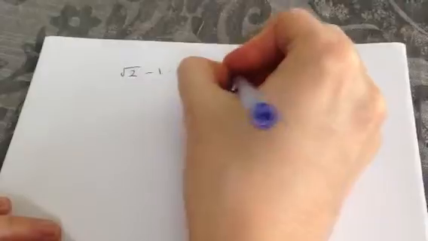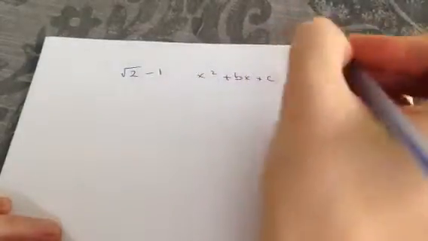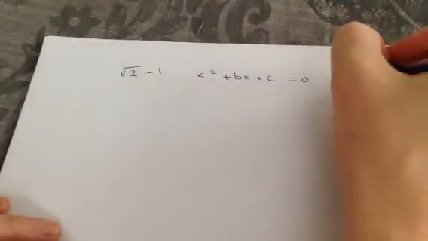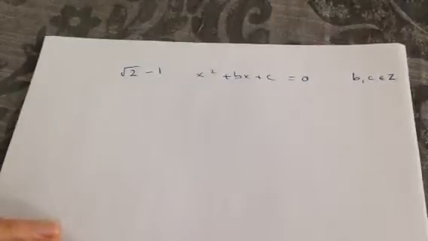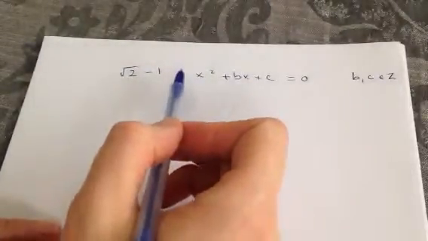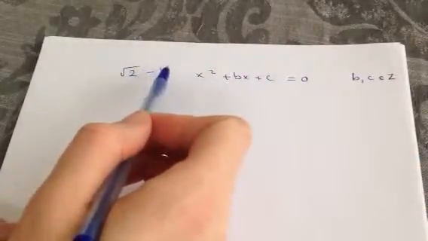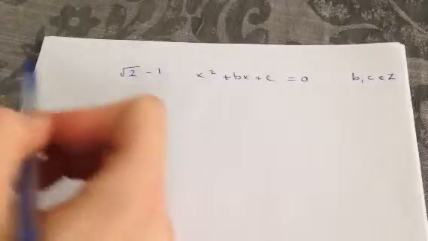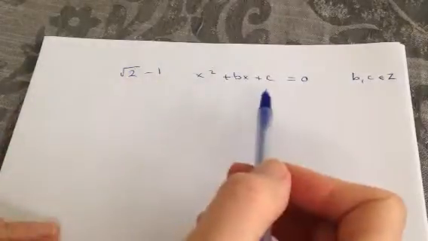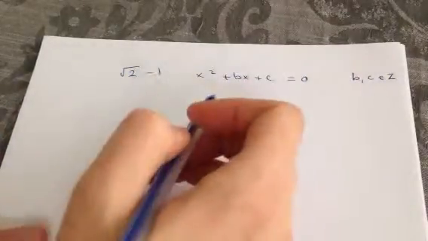Question 6b, they said that root 2 minus 1 is a root of x squared plus bx plus c equals 0. And they've said that b and c are integers. Normally if I know what a root is, I can sub it in. Or perhaps if I know a root, I might move it around, make it a factor and do long division. So let's start with just subbing in.